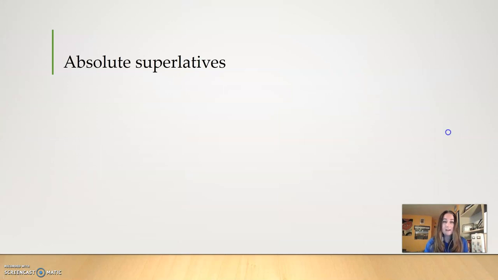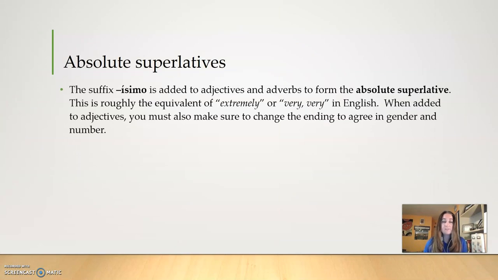And finally, absolute superlatives. The suffix ísimo is added to adjectives and adverbs to form the absolute superlative. This is roughly the equivalent of extremely or very, very in English. When added to adjectives, you must also make sure to change the ending to agree in gender and number because they're still adjectives. Por ejemplo, te amo muchísimo.